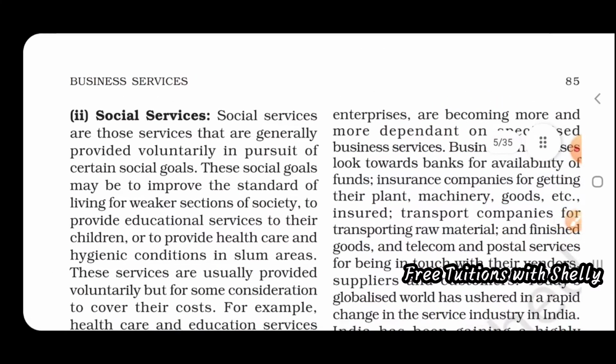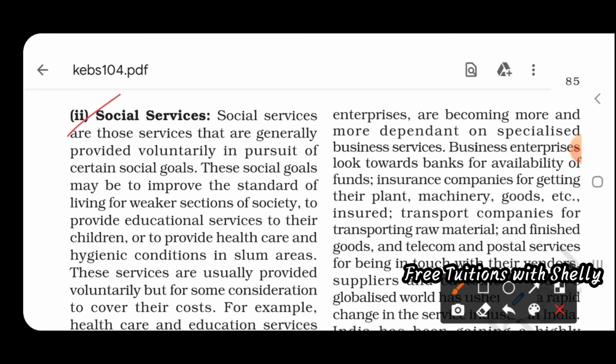The second one is social services. Social services are mainly done to improve society, like improving the standard of society, bringing up the weaker sections, and providing educational services and health facilities. All these are done to benefit society. So this type of service is known as social services.